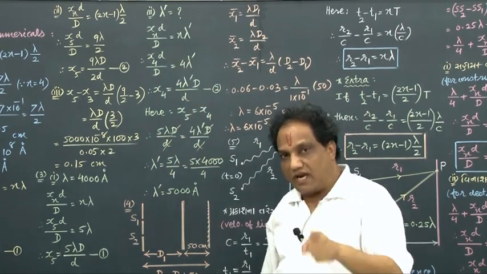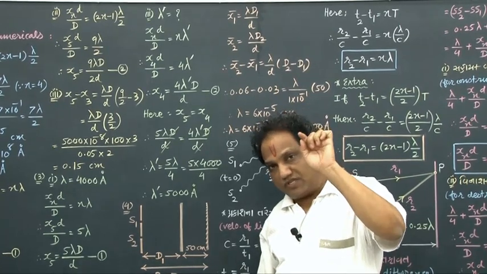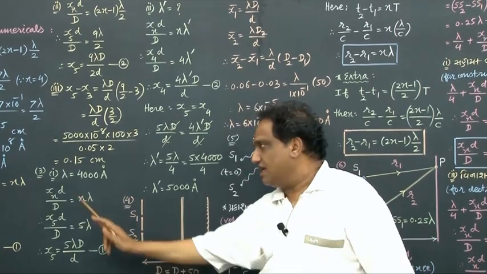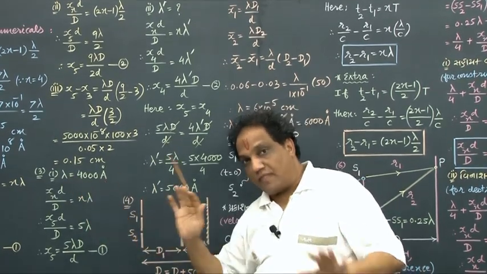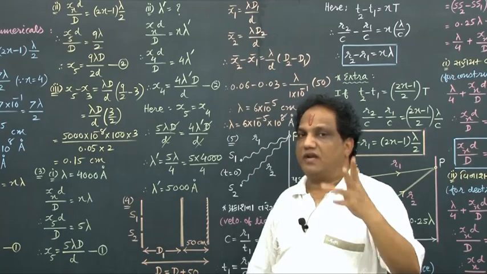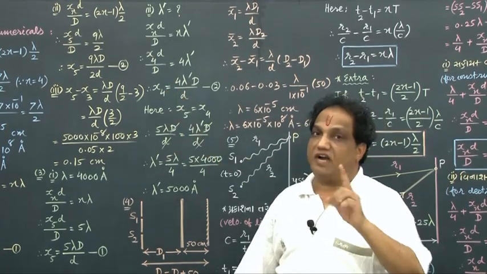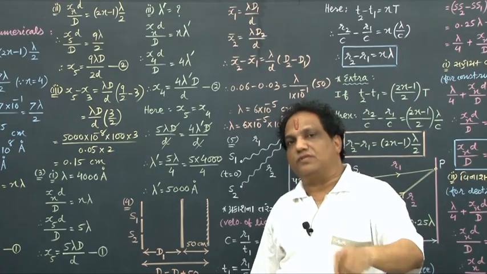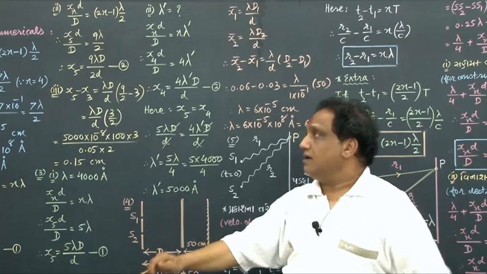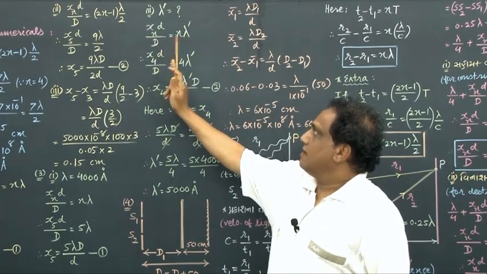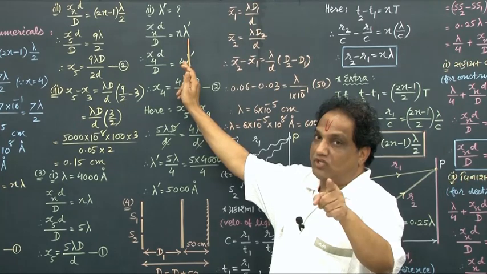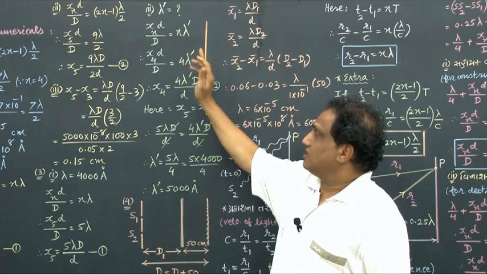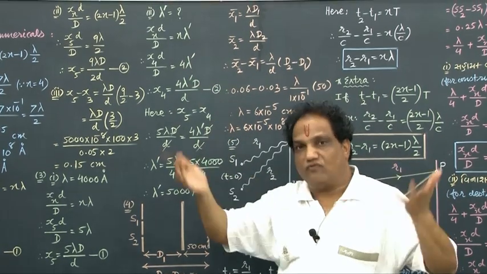But when we use another light, at the same point on the screen where the fifth order bright fringe had taken place in case of wavelength 4000 angstrom, we now get the fourth order bright fringe. Bright fringe means constructive interference, path difference should be n lambda. So path difference is xd upon D, and that should be equal to n lambda. But because we have changed the light, lambda should change to lambda dash.